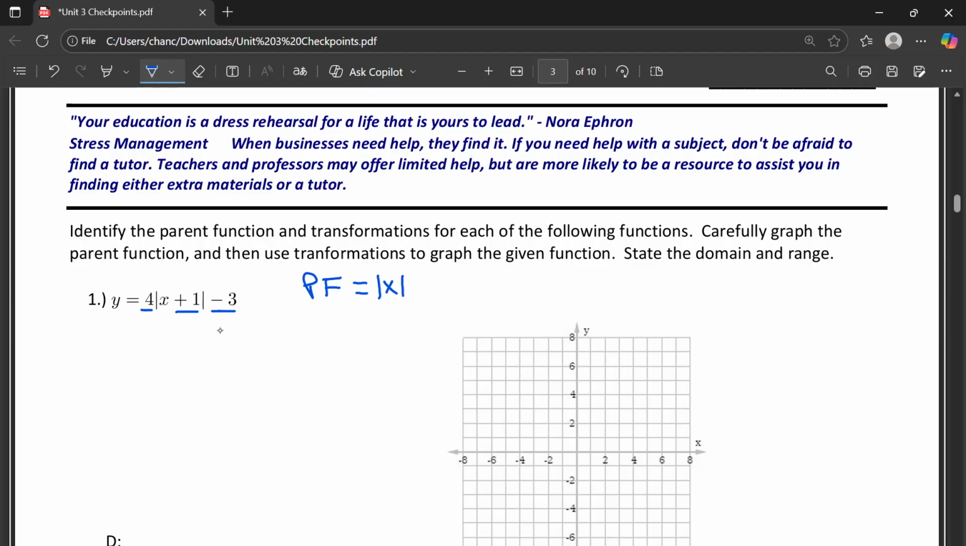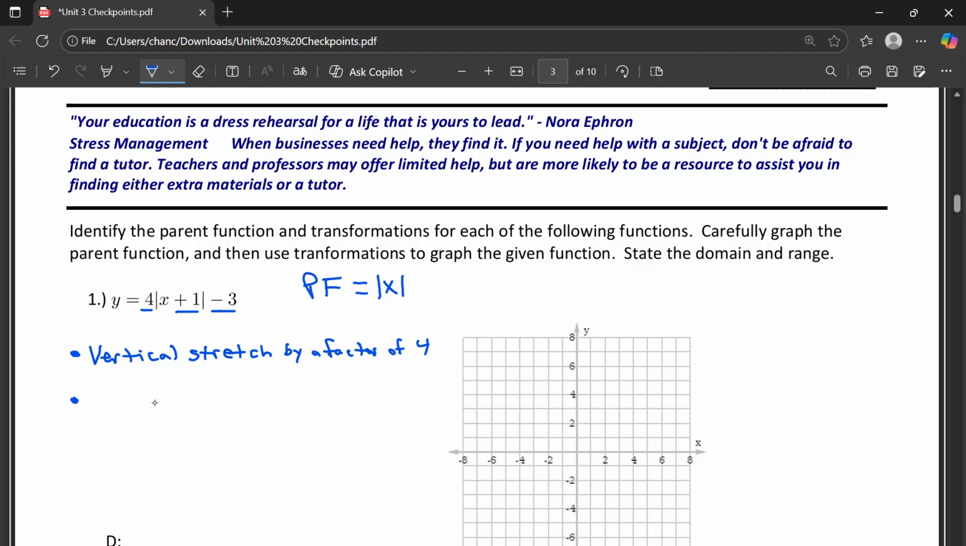So I'm going to do the addition and subtraction first. Really, I'm just going to be listing, well, no, I'm going to do the multiplication first. I'm really just listing it all out. I'm going to address that multiplication first. If something is being multiplied by our parent function, it's being multiplied by the absolute value, that's going to be a vertical stretch. So we have a vertical stretch by a factor of 4. You could probably be lazy and just say vertical stretch 4, or even just VS4. But yeah, vertical stretch by a factor of 4.